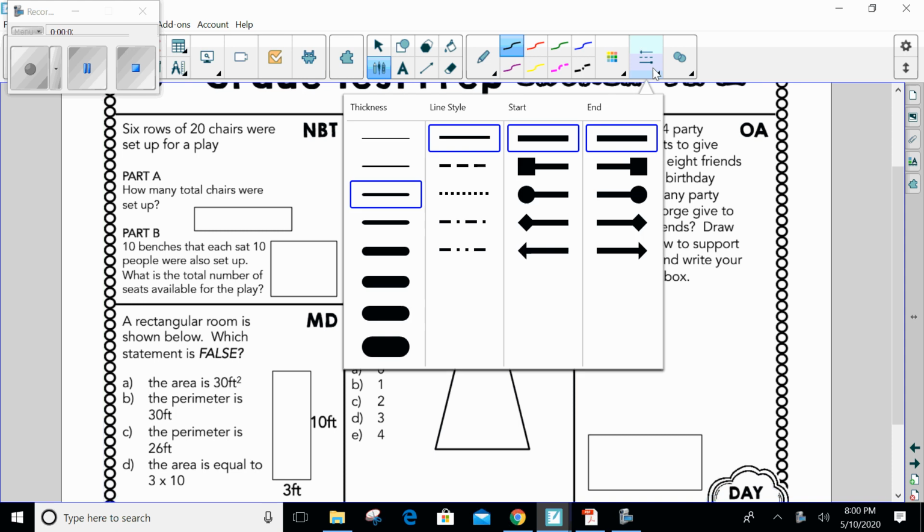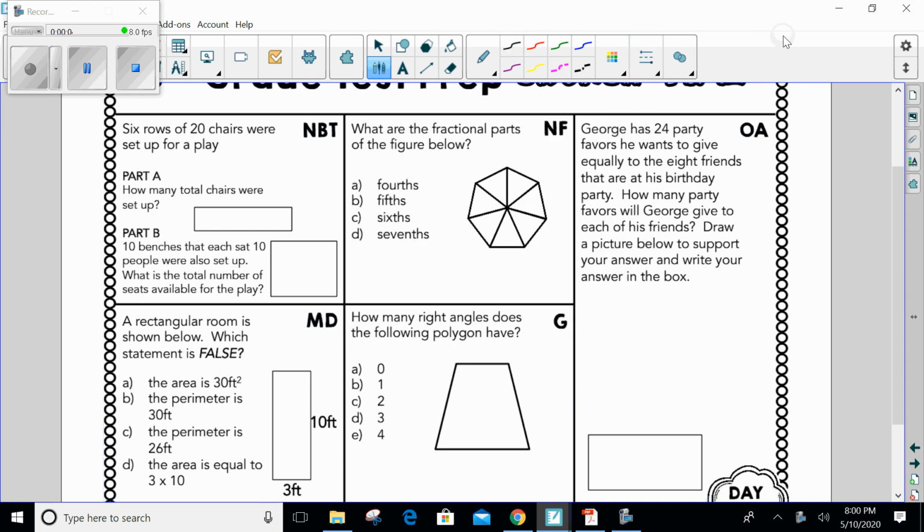Getting ready to do our fourth crunch time. Okay, so let's get going. First one says, 6 rows of 20 chairs were set up for a play. How many total chairs were set up?